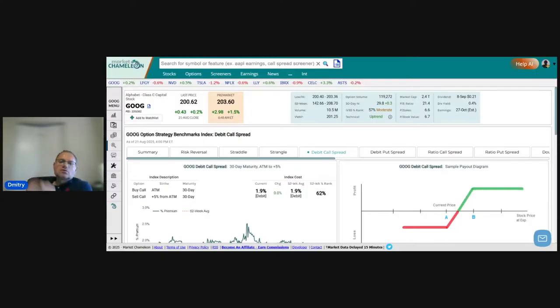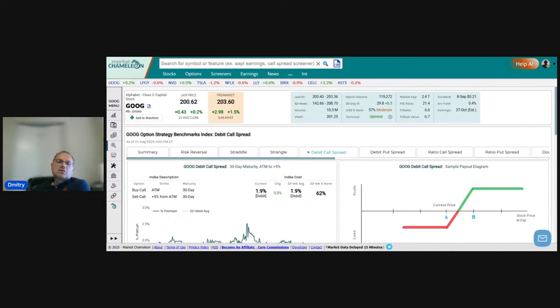So another way to do it, the way we're looking at it, is taking the implied volatilities and converting them to option premium. And that premium would be based on the percentage of the spot price. So here we could see, if we're buying an at-the-money 30-day constant maturity call and selling a 5% out-of-the-money call, what would the cost of that be?